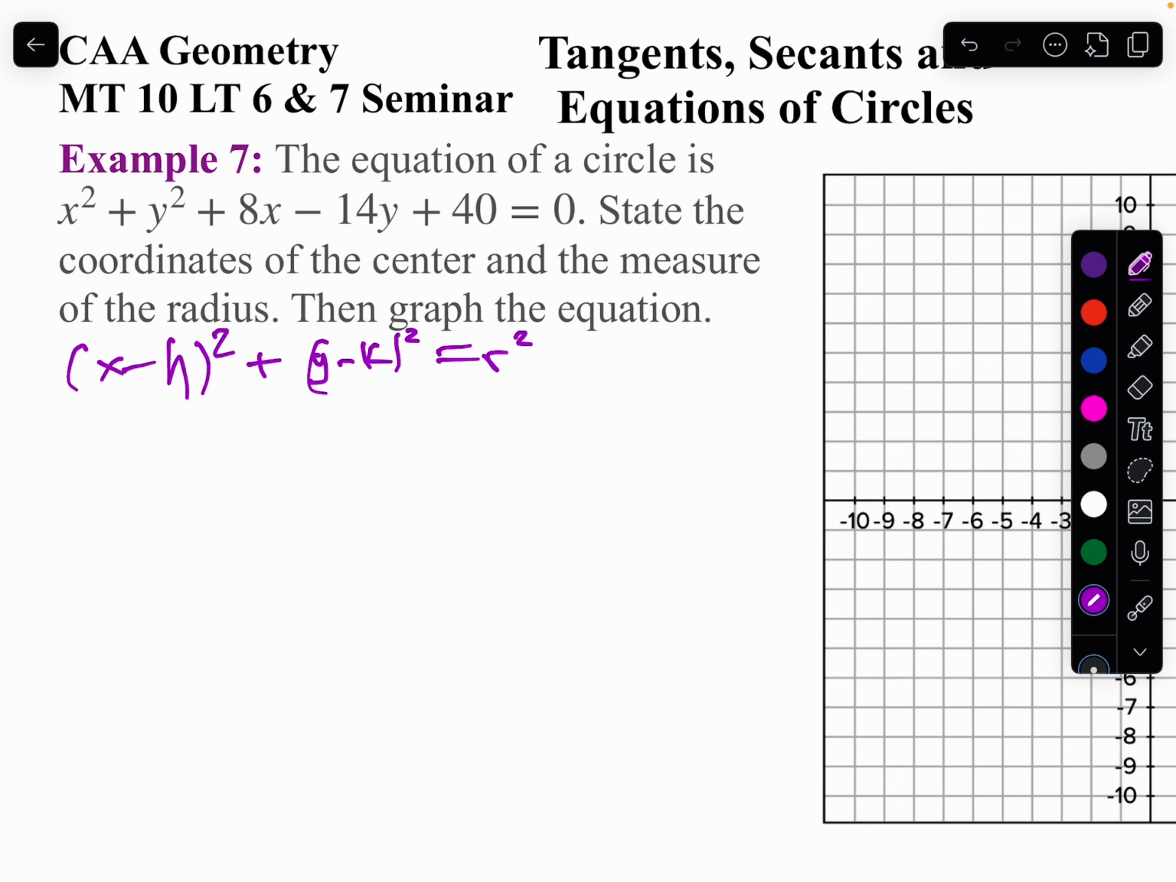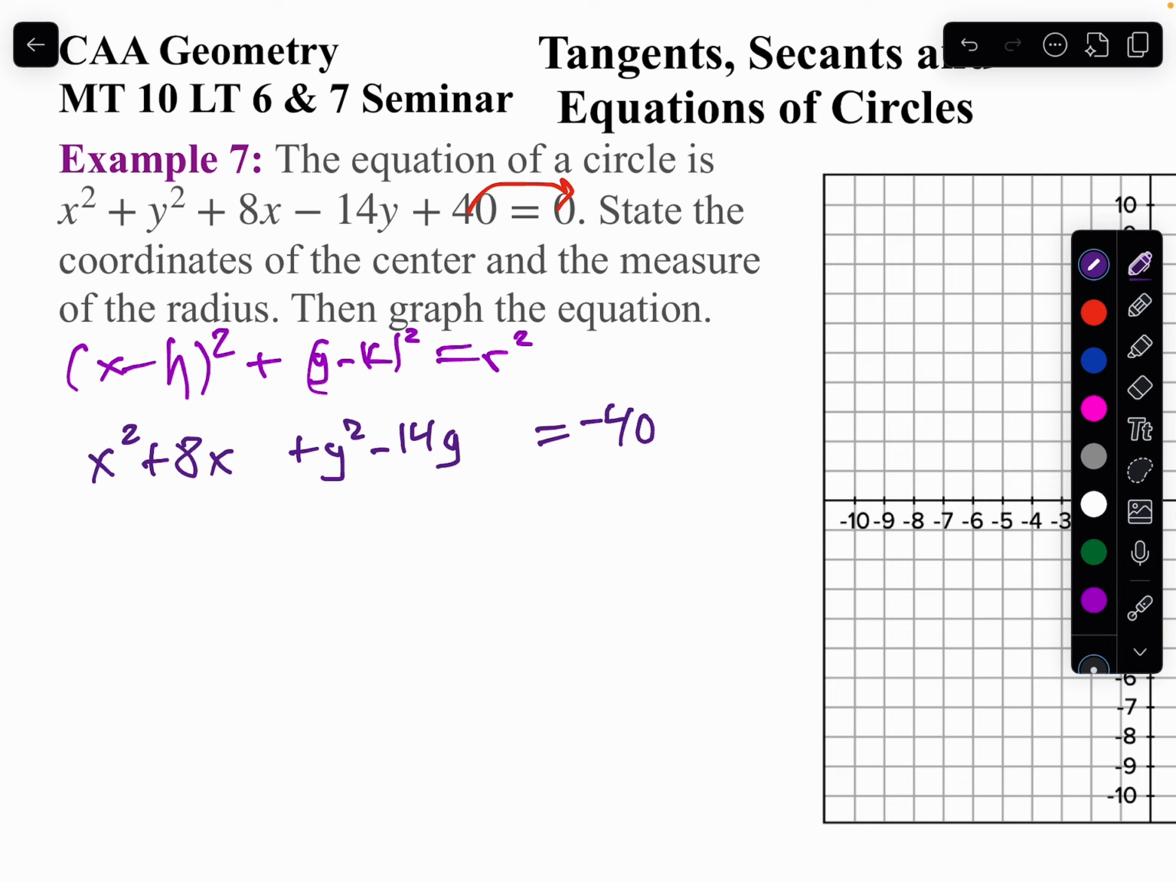Well, the first thing we're going to do is group my x's and my y's, and I'm going to move that 40 to the opposite side. So I'm going to subtract 40 from both sides. So I'm going to say x squared plus 8x. Well, that looks familiar. We just did that. Leave a blank to complete the square, plus y squared minus 14y, leave a blank to complete the square, equals negative 40.